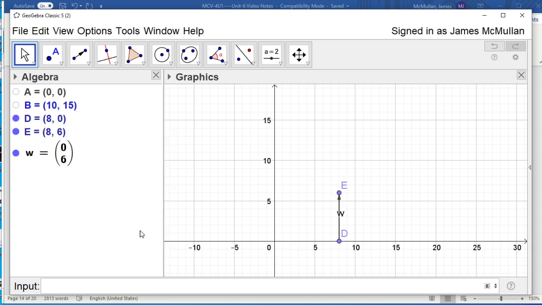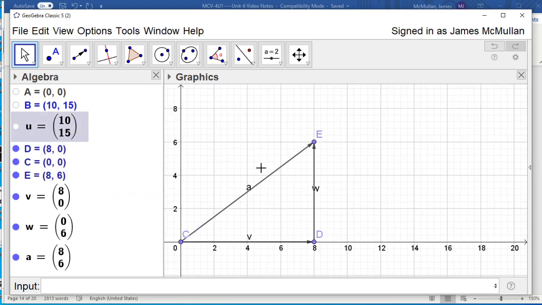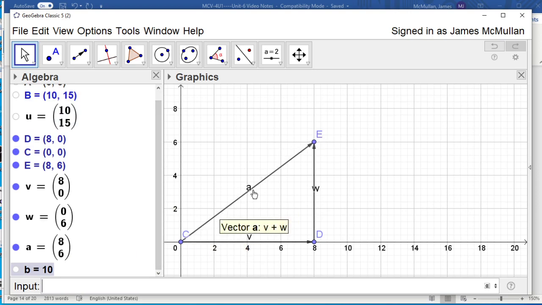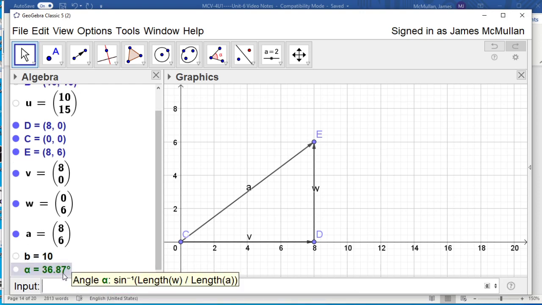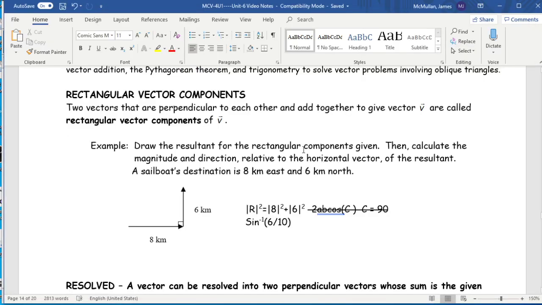Okay, and we'll just get rid of this original one. So this is what we're looking at. You can see the length of vector A, the length of A is 10, right? That would be the magnitude of that vector, which we got using the Pythagorean theorem. And the angle would be inverse sine of length of W divided by length of A. You get 36.87 degrees, which ought to be the same as when I measure the angle, right? 36.87 degrees.